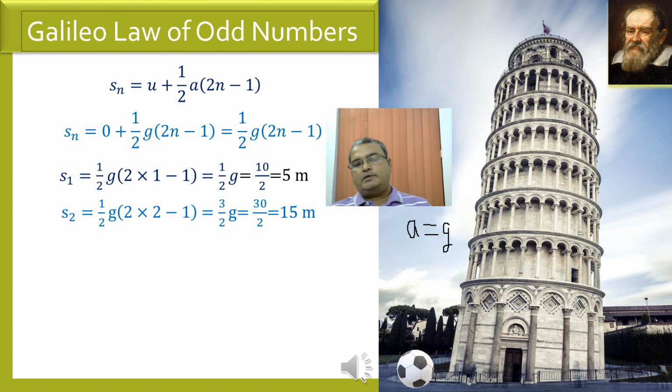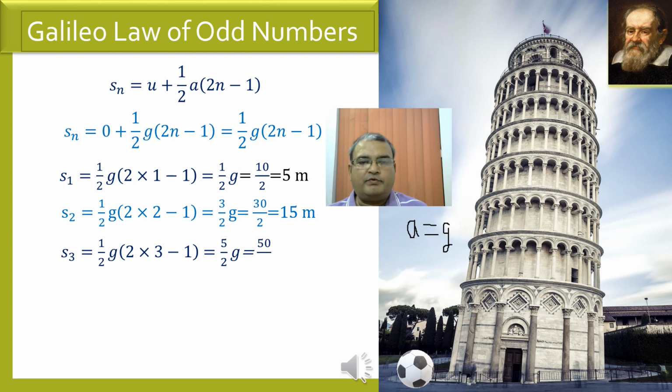Similarly, we can find the distance traveled by the particle during the third second of the journey. You can also try it yourself. What you have to do is put n equal to 3. You have to put only half g within bracket 2 multiplied by 3 minus 1. 6 minus 1, 5. 5 by 2 g. What are we getting? 50 by 2, because g is 10. It is 25 meter.